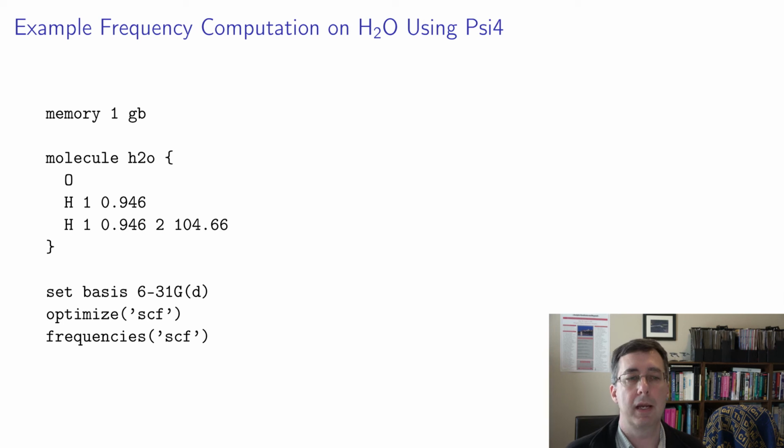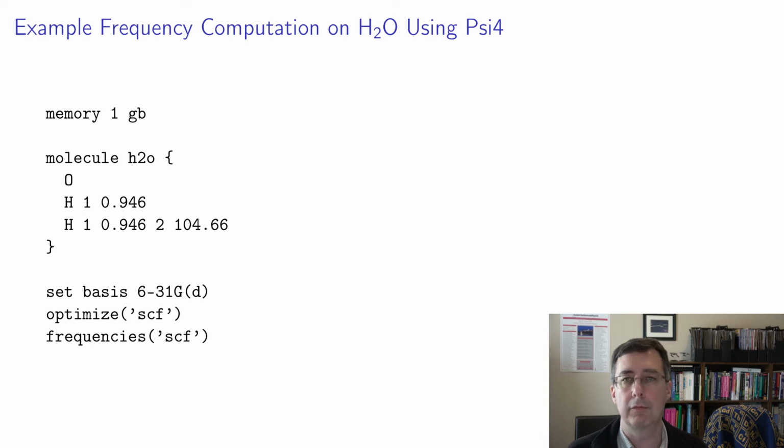Finally, let me wrap up by giving an example frequency calculation on water using Psi4 to show you what the input would look like, what the output looks like. So here I've got a very simple input for water. I've guessed some bond lengths and bond angles. I set the basis to 6-31G(d), so it'll be a simple calculation. We'll just do Hartree-Fock. So I'll optimize it with SCF or Hartree-Fock, and then I'll immediately compute the frequencies, and it'll go ahead and use that optimized geometry for that.